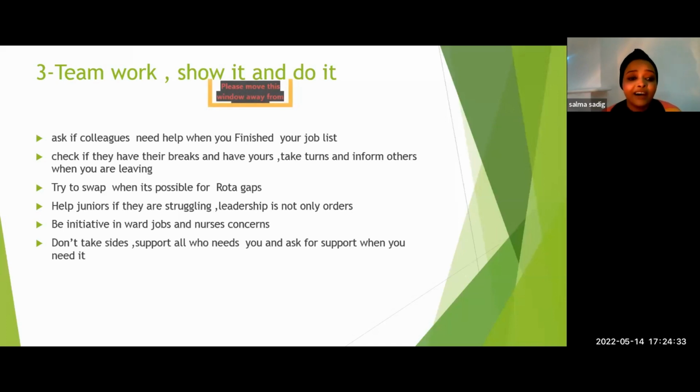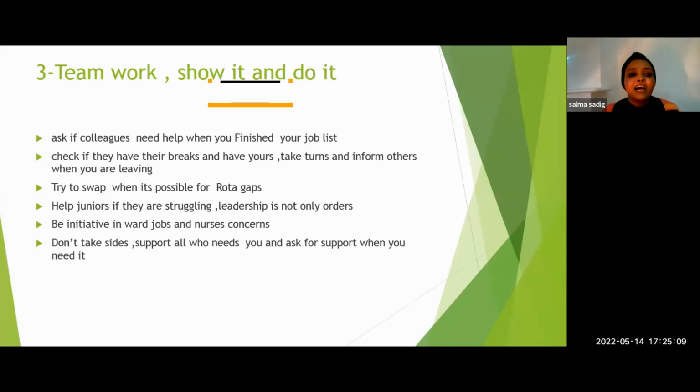Help juniors if they are struggling. Leadership is not about orders and distributing jobs. If you are a registrar, check on your juniors if they are okay, if they need any help. Step down for their jobs like discharge letters or speaking and referring or taking the bleed. If you feel your SHO is really struggling to rest, if you don't have the reg bleed, for example, you can offer to take his for half an hour. Things like that will show how good a team member you are.